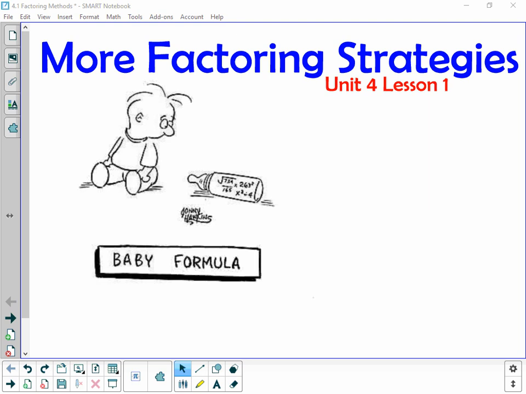All right, this is Unit 4, Lesson 1. We are starting today with more factoring strategies.